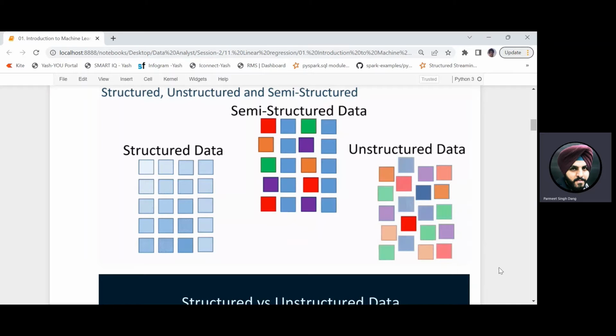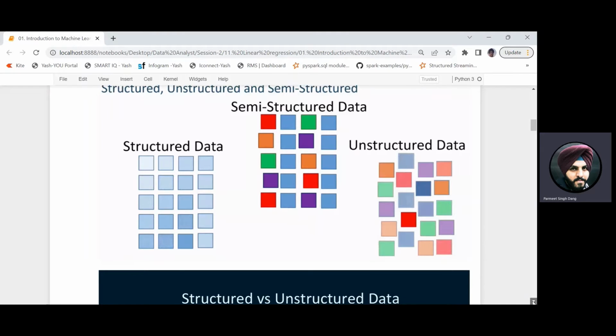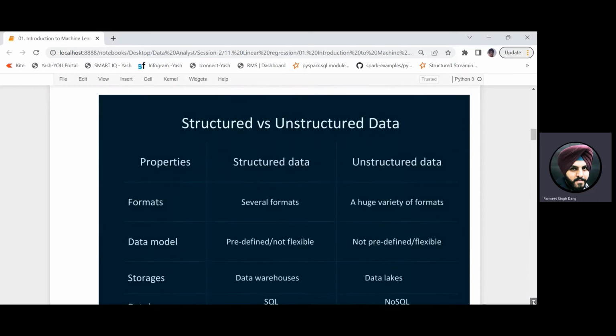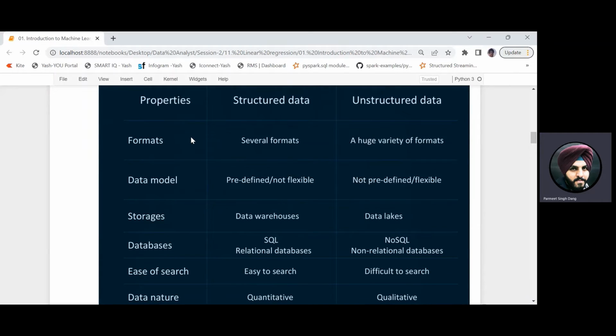Let us move on and see in depth about the structured data and the unstructured data. If we talk about the properties of the formats, there are various formats, but unstructured data can have a huge variety of formats. That's where it could have videos, I could record something and then post. It could be in the text format.